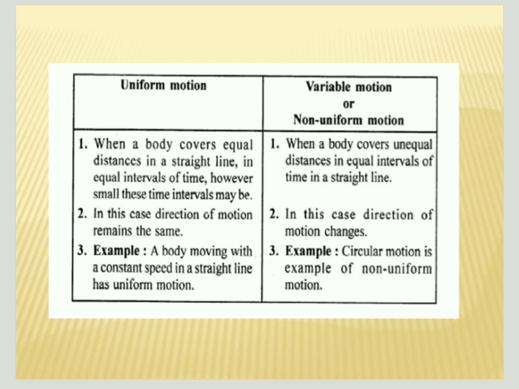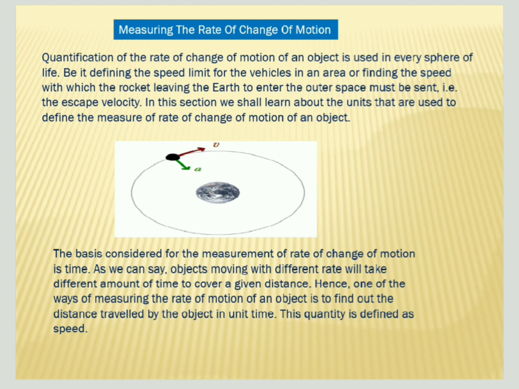Now in this case, the direction of motion remains the same in uniform motion, but in non-uniform motion the direction changes. Then how will you measure the rate of change of motion, how slowly or fast the change of motion is occurring? The quantification of the rate of change of motion of an object is used everywhere, such as defining the speed limit for vehicles in an area, or finding the speed with which a rocket leaving the earth must be sent to enter outer space. That is the escape velocity.